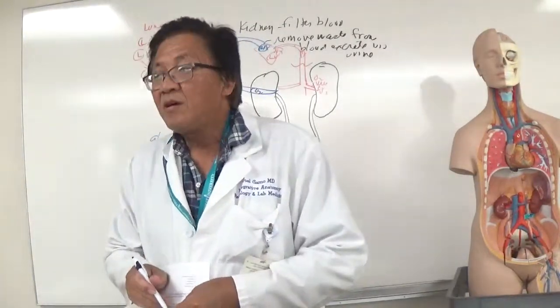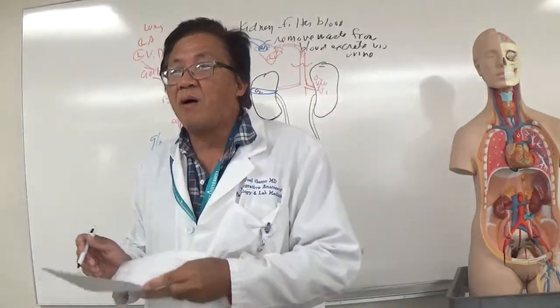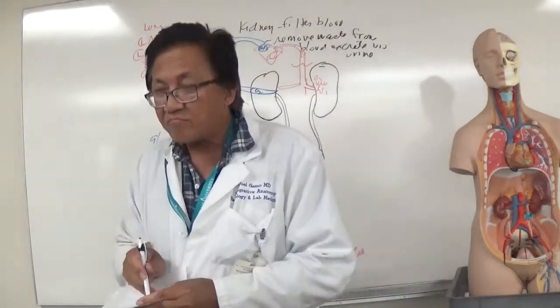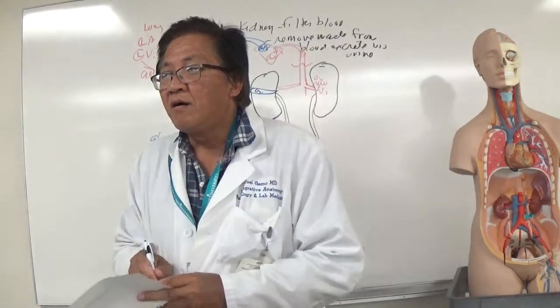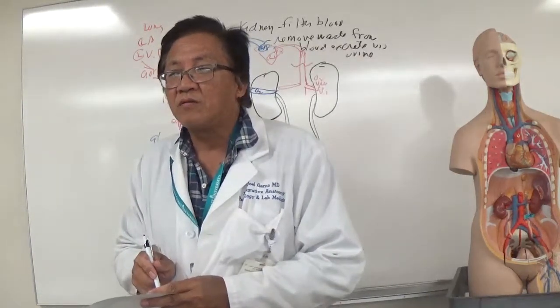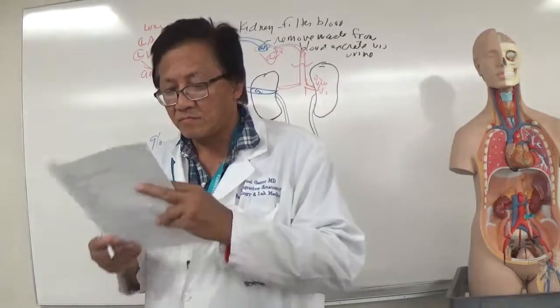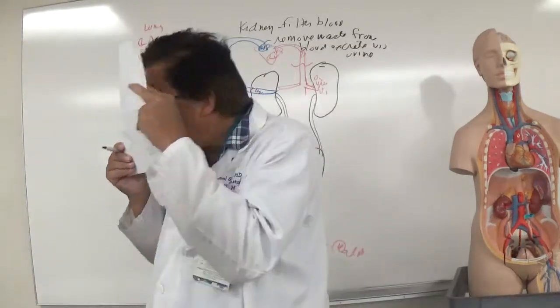Okay. A strainer, if you go to the kitchen, your mom has a strainer. What does a strainer have? What kind of holes? Big or small? Small. Small holes.